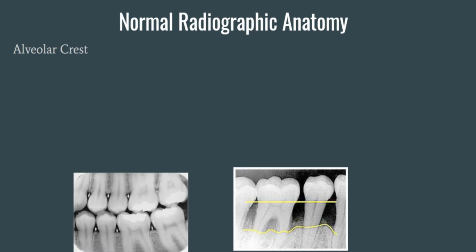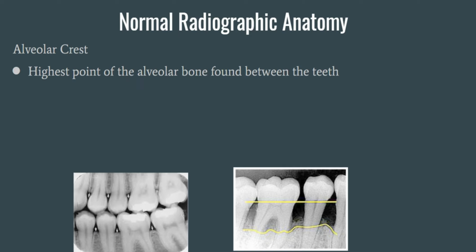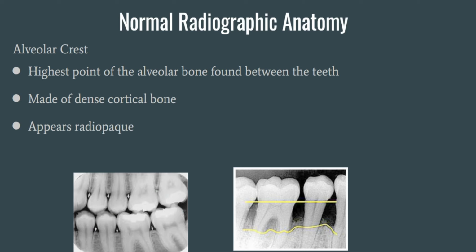And then we have the alveolar crest. The alveolar crest is the highest point of alveolar bone found between teeth. It is also dense cortical bone, and it is going to be radiopaque as well. It is going to be almost like a continuation of the lamina dura.